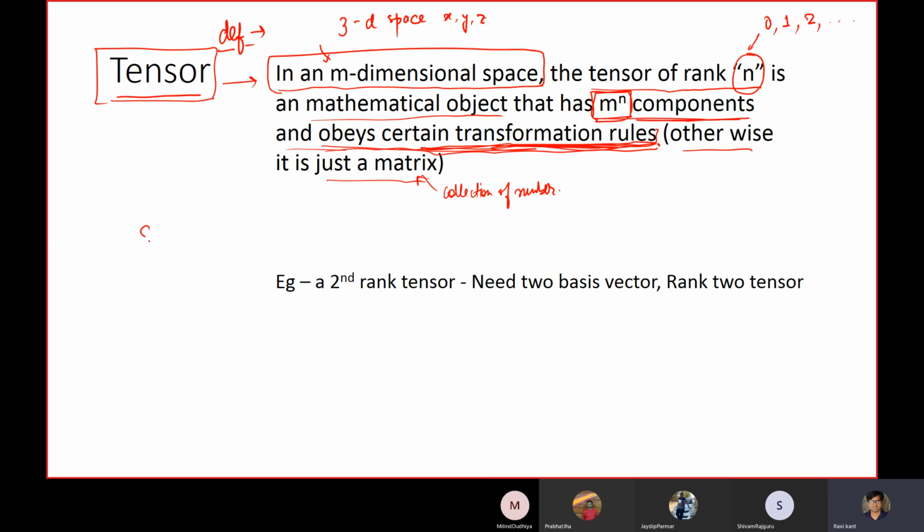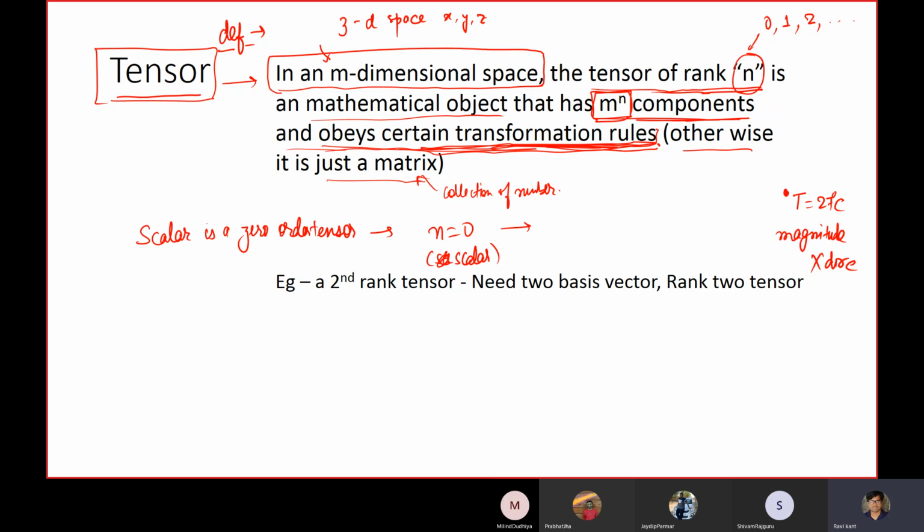So what I told you is that a scalar is a 0-order tensor. How? Let's validate from here. So the tensor of rank n, let's suppose my n is equal to 0. I'm talking about a scalar. So how many components does a scalar have? Let's suppose you have a temperature field. You specify a temperature at a particular point, T is equal to 27 degrees C. So it is just specified by magnitude. It does not need direction. So it has zero basis vectors.